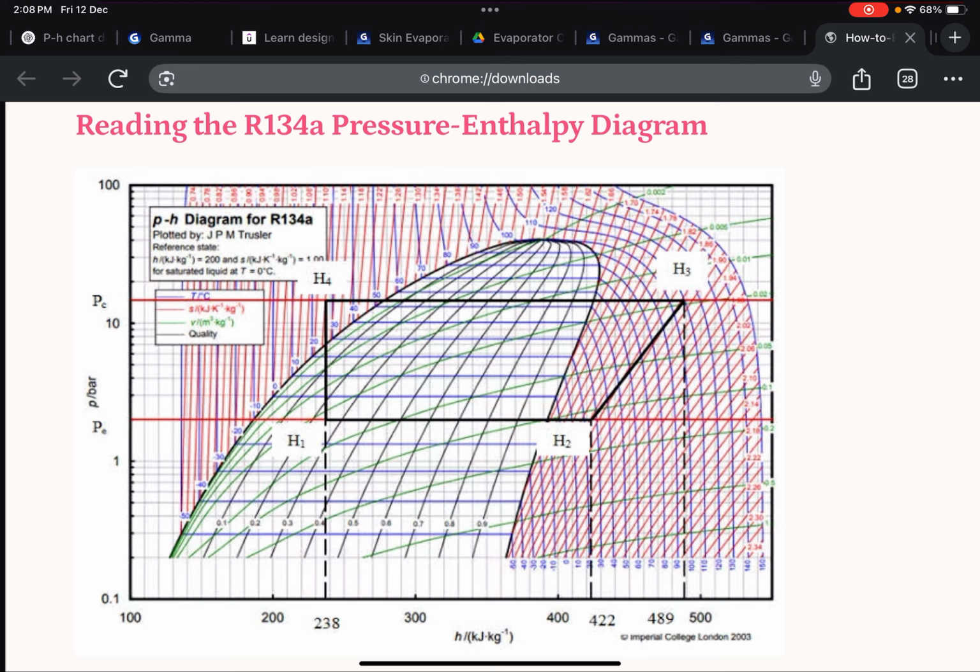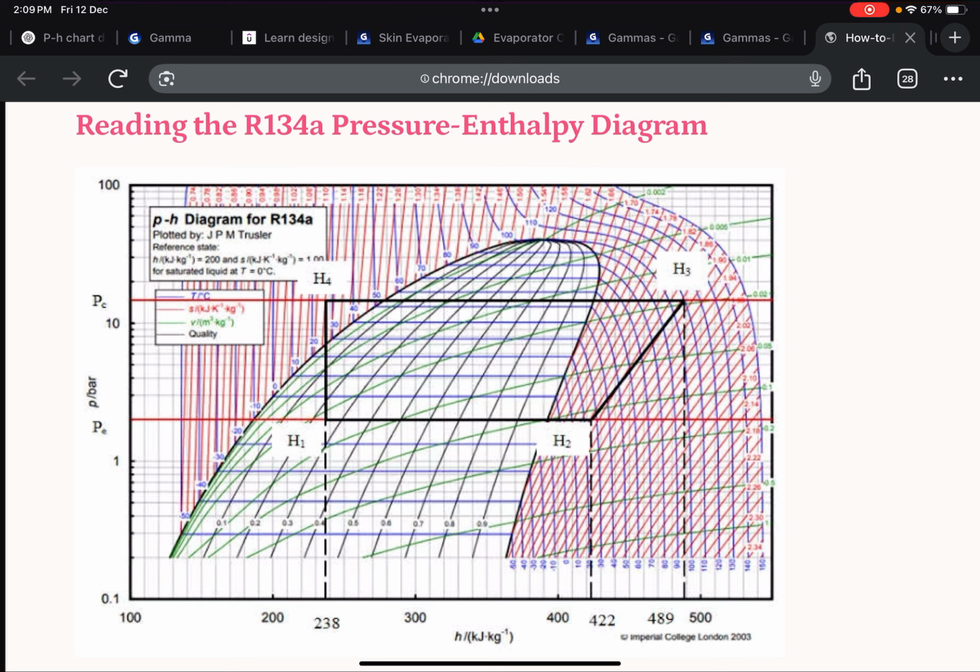So today I will be showing you how to read the pressure enthalpy chart, not like a textbook, but like a diagnostic tool for evaporator and condenser design, compressor selection, and the expansion valve selection. First, if you are seeing a pH chart for the first time, you might panic. It looks complex, but it is simple.